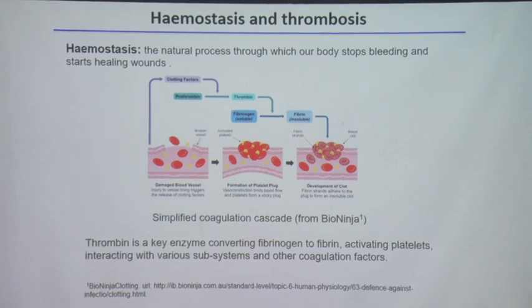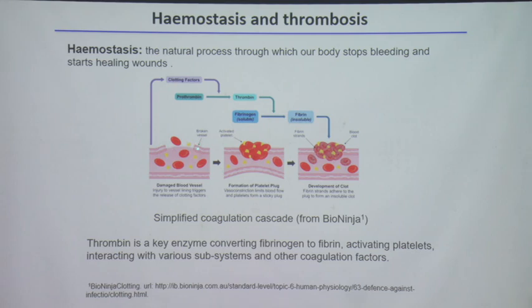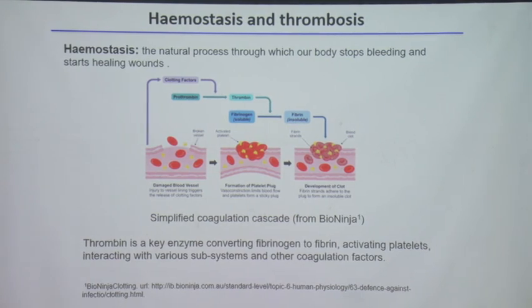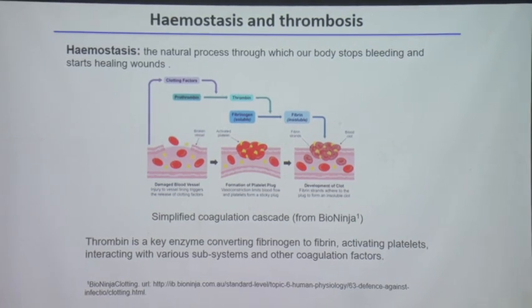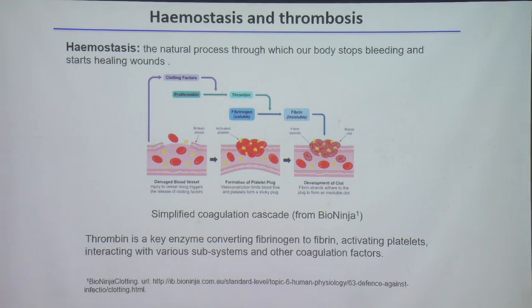So the process starts with vessel injury. Here we have damaged blood vessels, and this actually triggers the release of clotting factors. It can also trigger activation of platelets. Remember that in the first lecture we talked about the constituents, the components within blood. And platelets, even though they only occupy up to about 4.5% of the blood cell volume, are still a very important component, especially in their role in the clotting process.